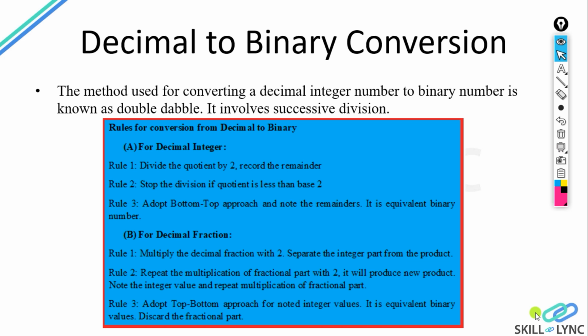Now for the decimal fraction, multiply the decimal fraction by 2. Separate the integer part from the product. Repeat the multiplication again and again and note down the integer values. In this case, you will adopt the top to bottom approach. And whatever the value is, that is the equivalent required binary number. Then combine the integer part and the fractional part, that is your final answer.